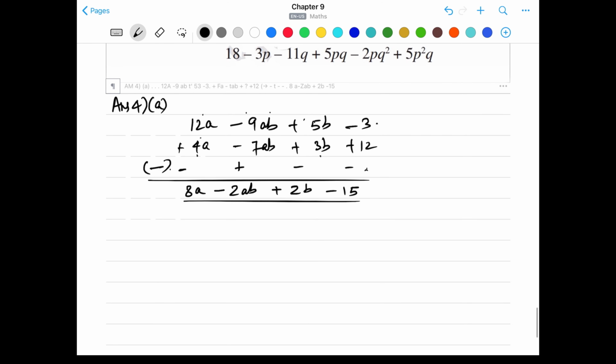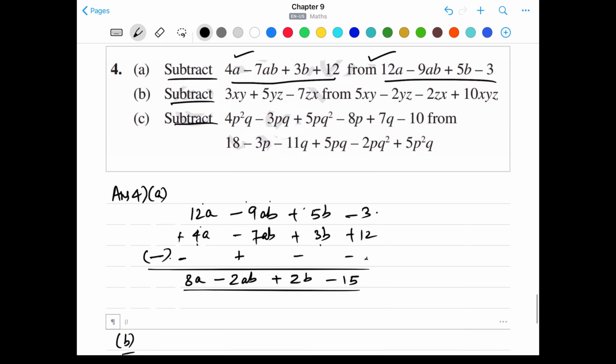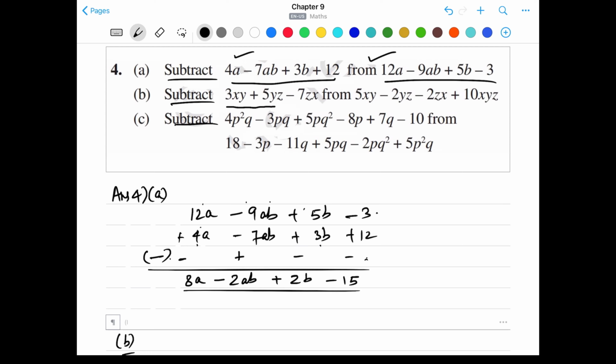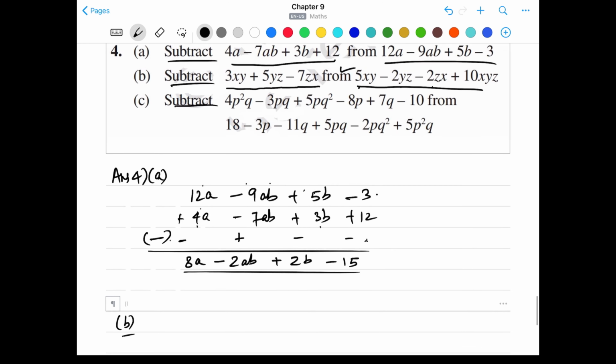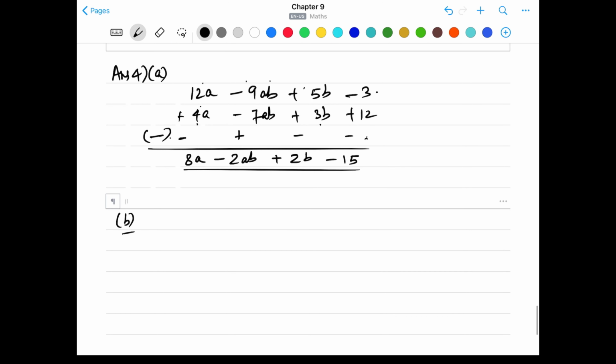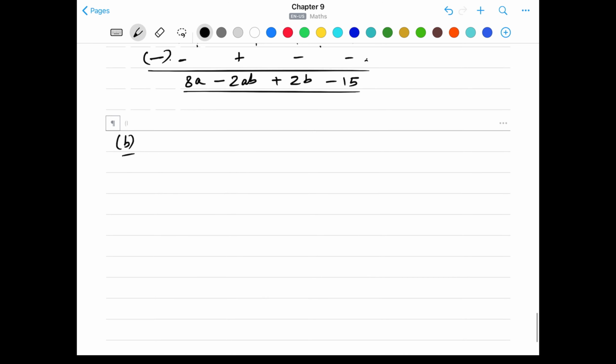Okay, let's see the part B of question number 4. Here we have again two terms. First one is 3xy plus 5yz minus 7zx, and the second has a total of 4 terms. Again the term written after the word from will be written up on the above side.